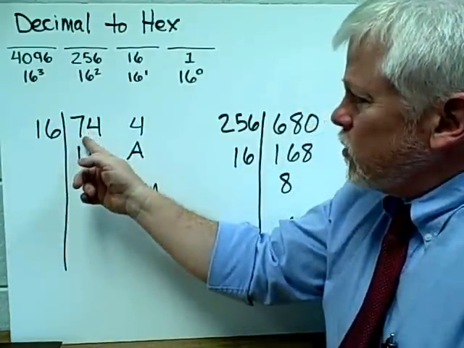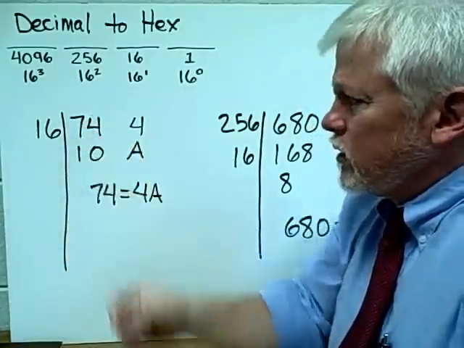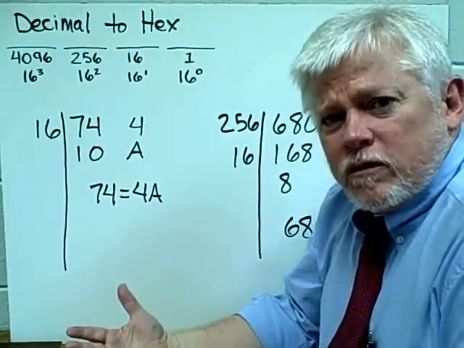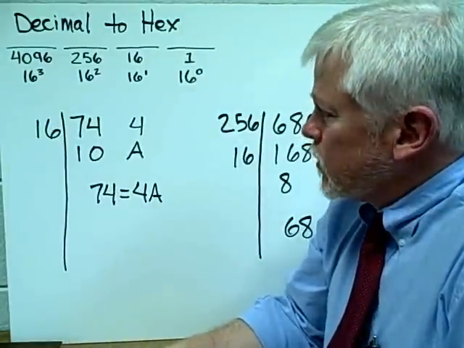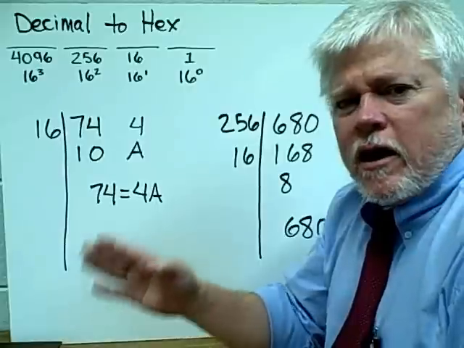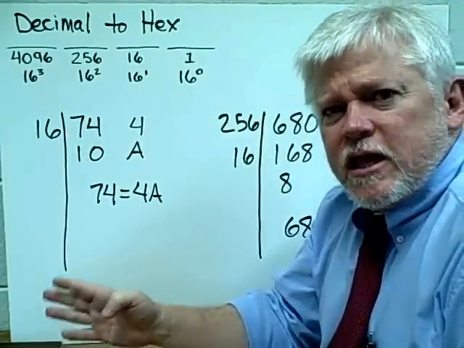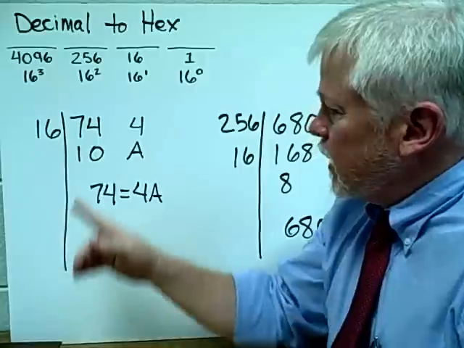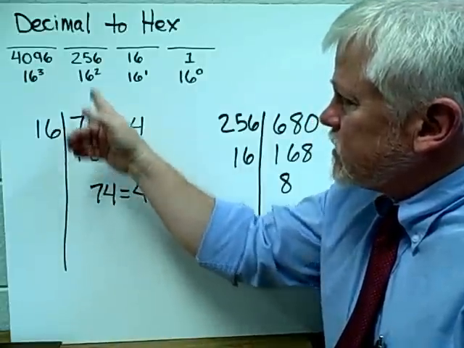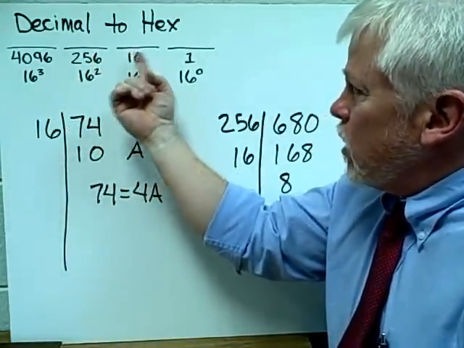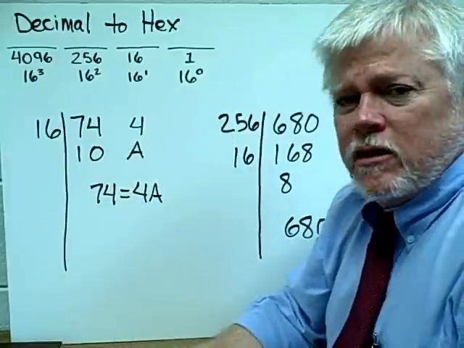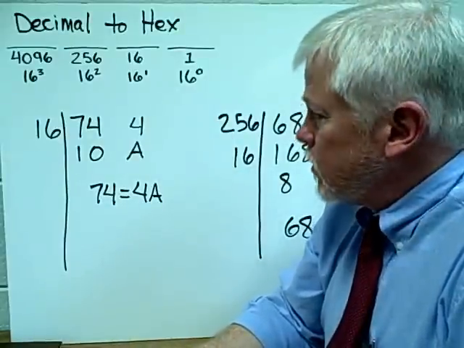So let's start with this number. Let's say we had the number 74 in the decimal system, and we wanted to convert it to a hex number. Well, what we would do first of all is figure out how many places that hex number is going to have. And because 74 is less than 256, I know I'll be looking at a 2-digit number for my hex number.